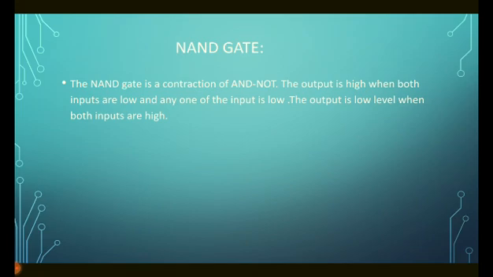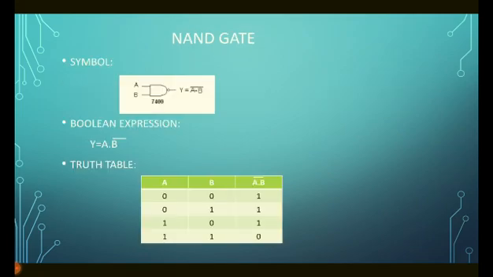NAND gate. The NAND gate is a contraction of AND NOT, that is, the complement of the AND gate. The output is high when any one of the inputs is low. The output is low when both inputs are high. This is the symbol for the NAND gate. The Boolean expression is Y equals A dot B, the whole complement.